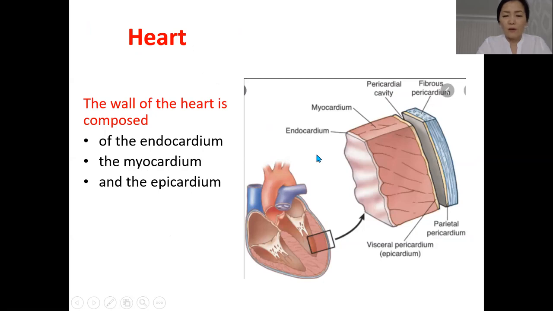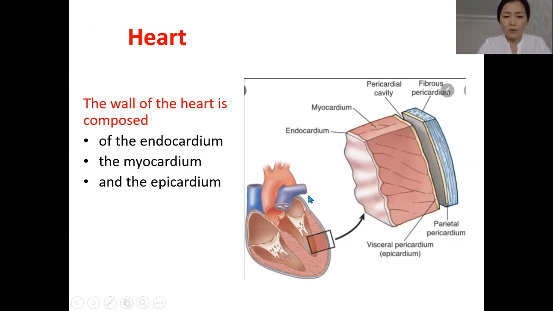Morphologically, this is our heart. Anatomically, I hope you know that it has 4 chambers: atria and ventricles. The wall of the heart, this part, consists of 3 layers. Innermost, the endocardium, then the myocardium, the thickest part, and the epicardium. The outer covering layer is the pericardium. Between them is the pericardial cavity, this one.